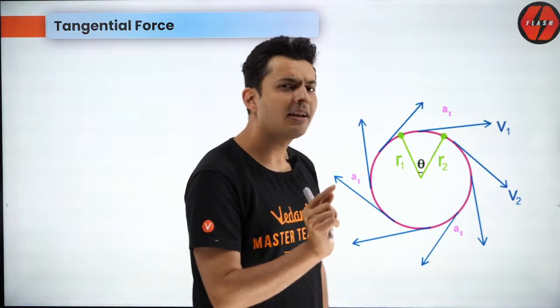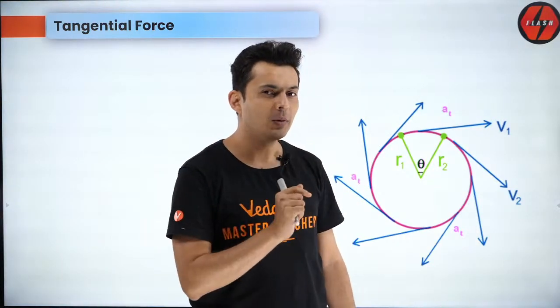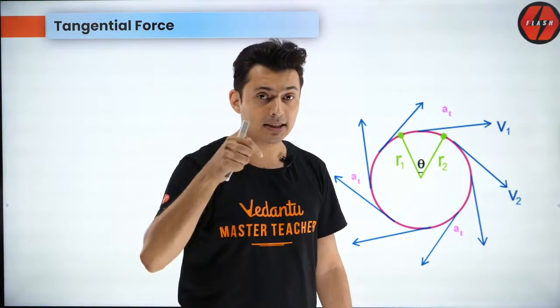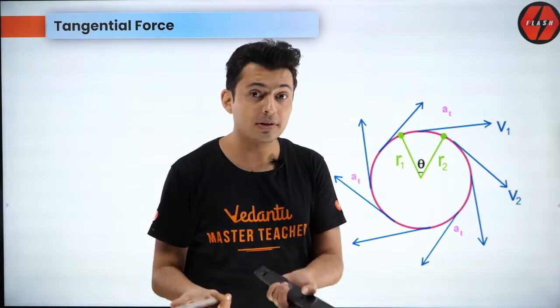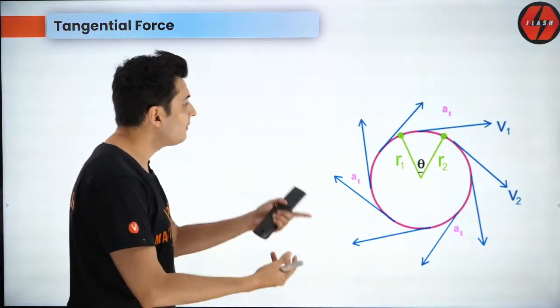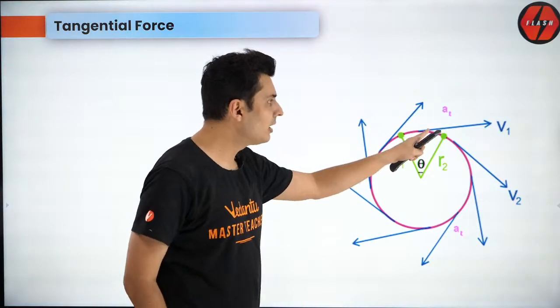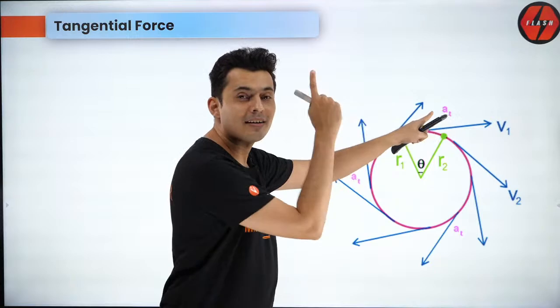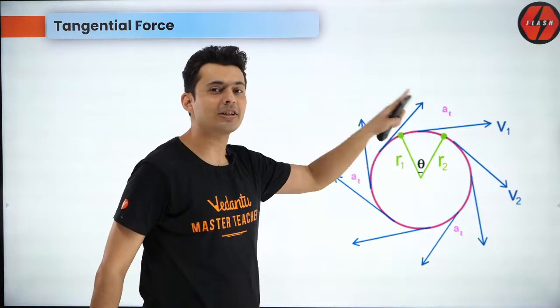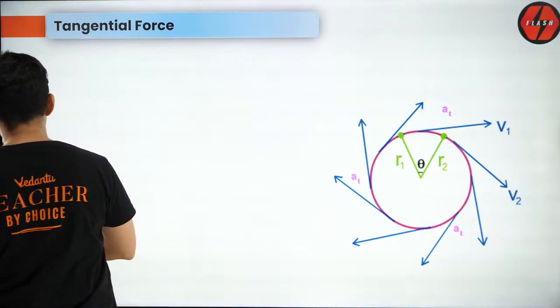Now think about it. In my previous session, didn't I tell you, if a particle is having acceleration, it will also need a force to accelerate it. Same way, if a particle has tangential acceleration, which is changing its speed, there must be some force responsible for the tangential acceleration. So here is the logic behind it.